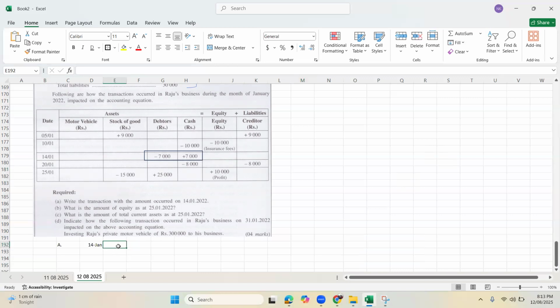You can say the transaction is: received rupees 7,000 from debtors. Correct. Then the answer for B.